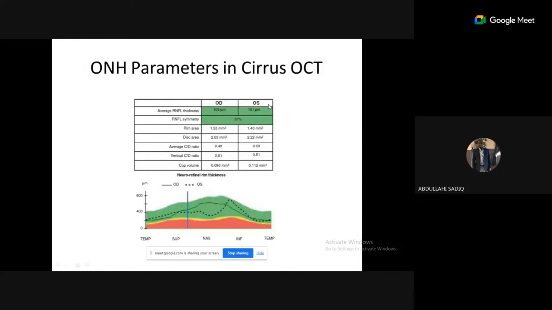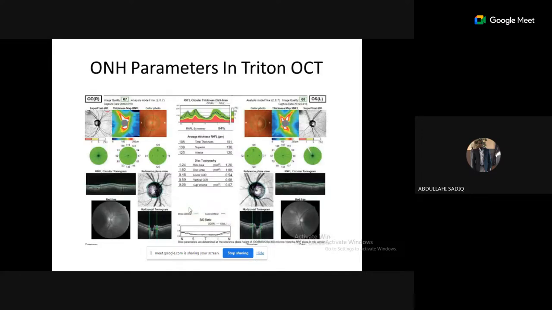Now, this is Cirrus OCT. As you can see, these are the parameters. These are the rim area in the right and the left eye, and then the disc area, then the average CDR, and then the vertical CDR and the cup-to-disc ratio. And it also gives information about the neuroretinal rim. So neuroretinal rims are actually parts of the ONH parameters when it comes to interpretation of OCT.